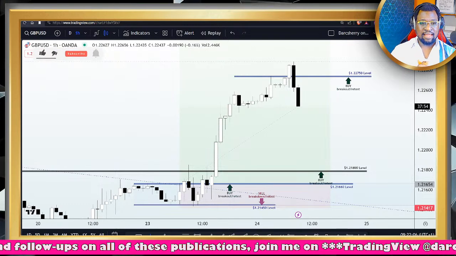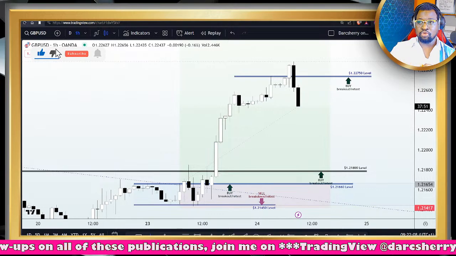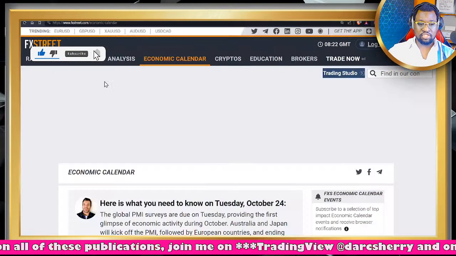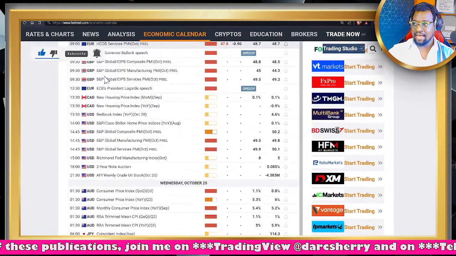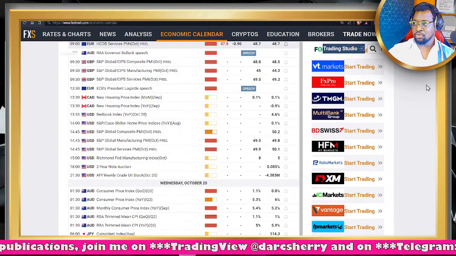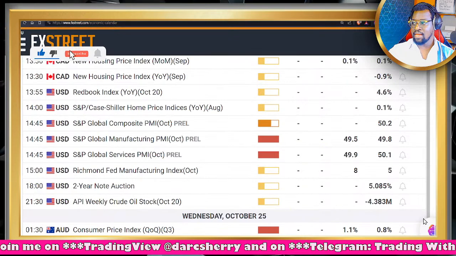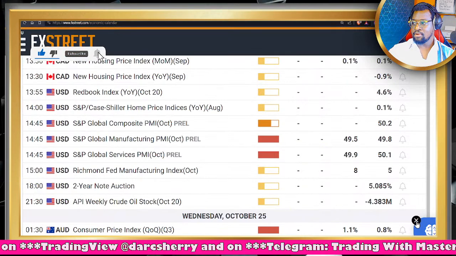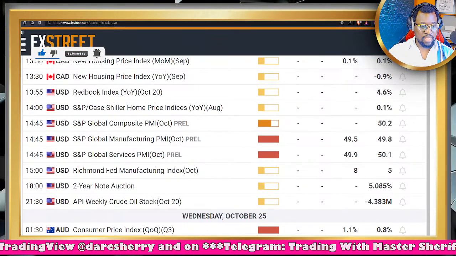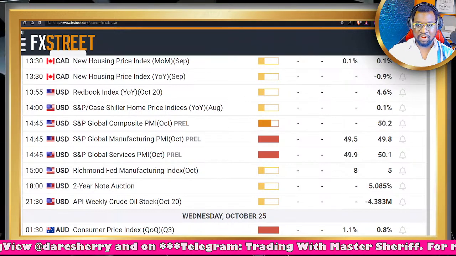So with that being said here, the first thing we usually do is to, of course, check on the economic calendar. And I would like to zoom this in a little bit so that we can all see things more clearly. All right, here we go. So I hope we can see this very, very clearly.